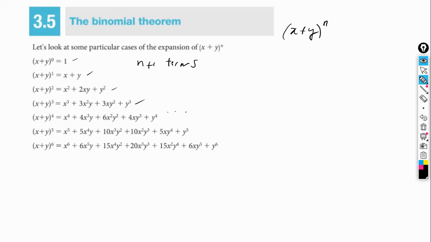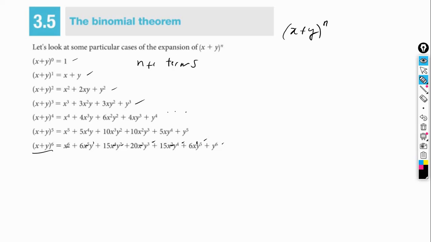Now let's take a particular case. Let's say this last one, x plus y to the 6. Notice that there's a pattern for x here. X starts to the power of n, right? In this case, n is 6. So it starts with 6 and gradually goes down. So notice that then you have x to the 5, x to the 4, to the 3, to the 2, to the 1, and then 0. For y, it's the opposite. It starts with y to the 0, then y to the 1, y to the 2, y to the 3, y to the 4, y to the 5, and y to the 6.